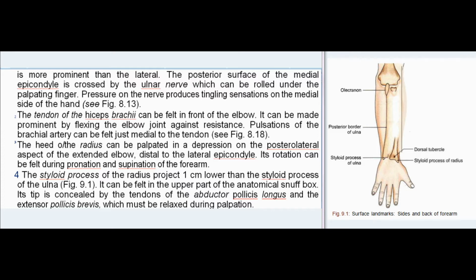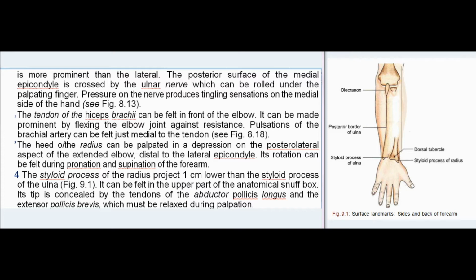3. The head of the radius can be palpated in a depression on the posterolateral aspect of the extended elbow, distal to the lateral epicondyle. Its rotation can be felt during pronation and supination of the forearm. 4. The styloid process of the radius projects 1 cm lower than the styloid process of the ulna, Fig 9.1. It can be felt in the upper part of the anatomical snuff box.